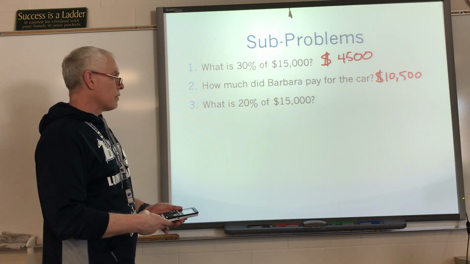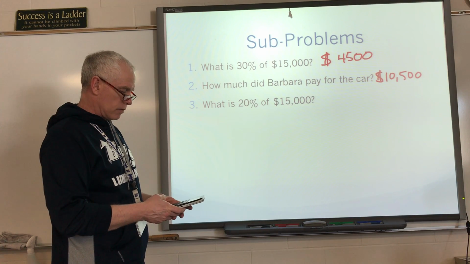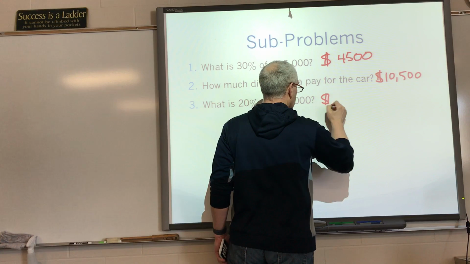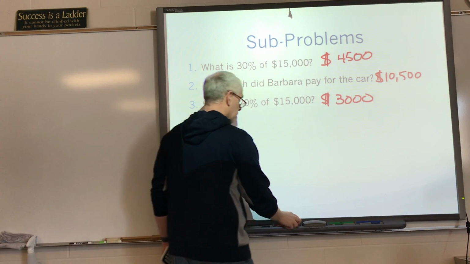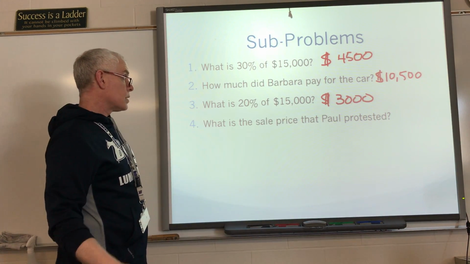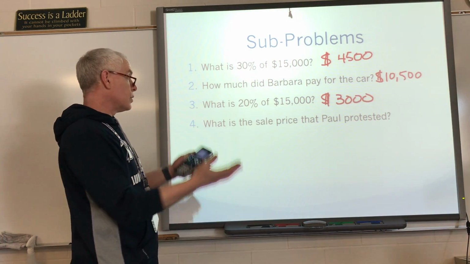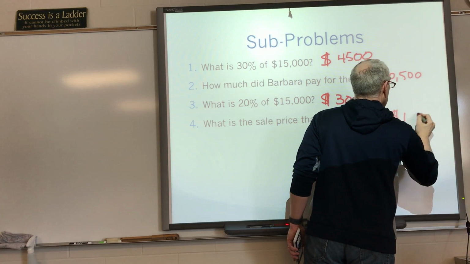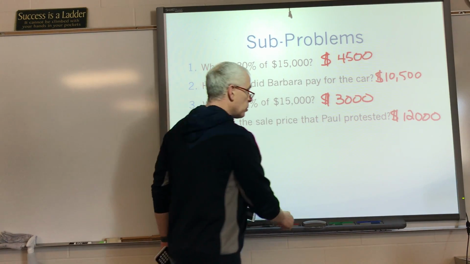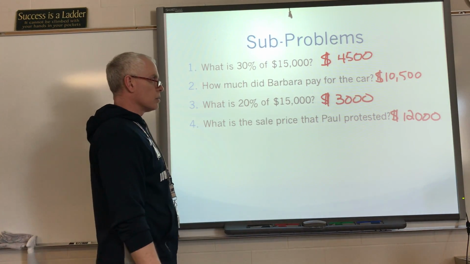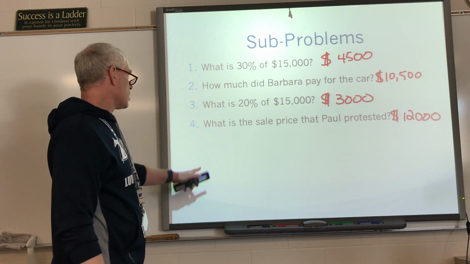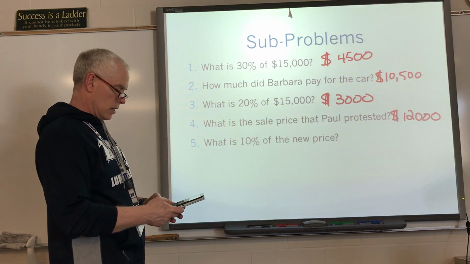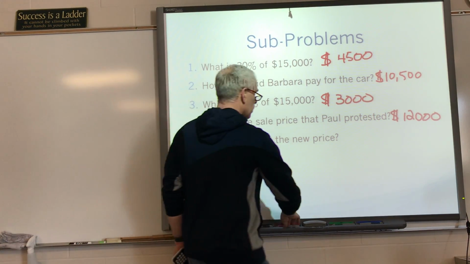What is 20% off the 15,000? So now we're talking about what Paul did. So 15,000 times 0.2. Paul got $3,000 off initially. What is the sale price that Paul protested? Well, if we took 3,000 off of the 15,000, the salesperson initially offered Paul $12,000, which was not as good a deal as Barbara. So then he said, "All right, I'm going to give you 10% off." Well, 10% off that 12,000 is just $1,200.